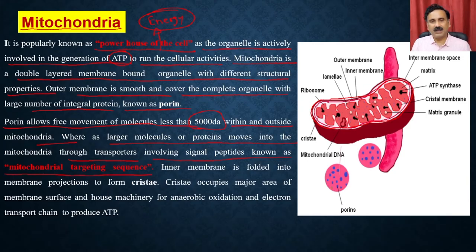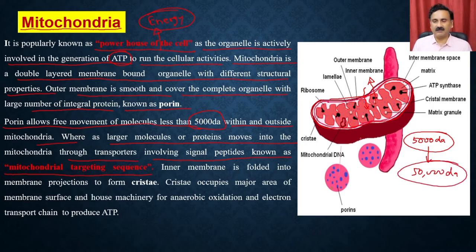So it's not like the nucleus, where anything will be allowed to get in or anything will be allowed to go out. If it is a small size, like 5000 Dalton, that is the molecule which is going to be allowed to get in through the porins. But if it is bigger than this, suppose you have 50,000 Dalton, then that protein has to go through a well-defined mechanism, which means it should have a signal peptide, and that signal peptide should be a mitochondrial targeting sequence. So don't worry about these targeting sequences and all these terminologies, because we are going to discuss that.